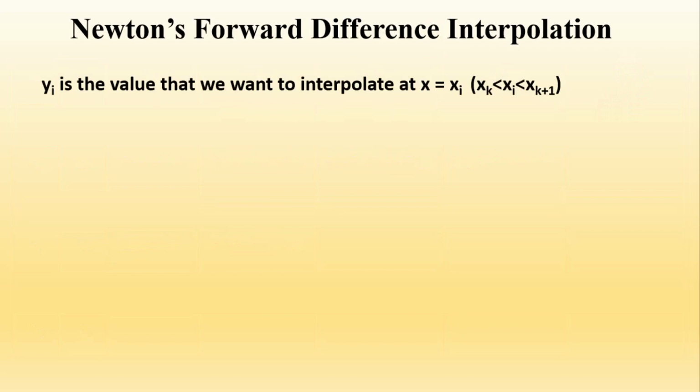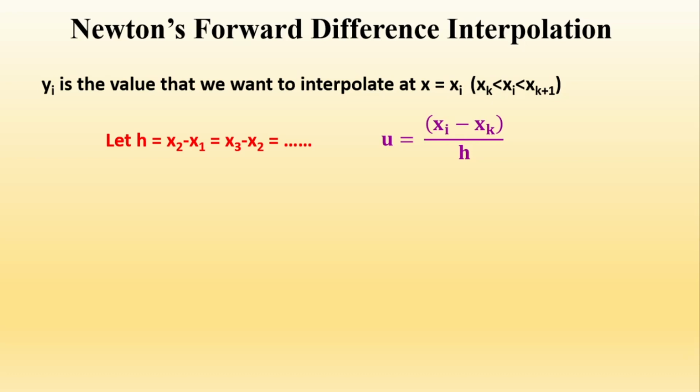So, Newton's forward difference interpolation. yi is the value that we want to interpolate at x equal to xi. Suppose xi lies between xk and xk plus 1. Let the step size be h, that is x2 minus x1 or x3 minus x2. The values of x are equally spaced. Then we calculate u equal to (xi minus xk) divided by h. Now we are not going into the details of the theory. We are just discussing the main points and then we'll switch over to the main program.